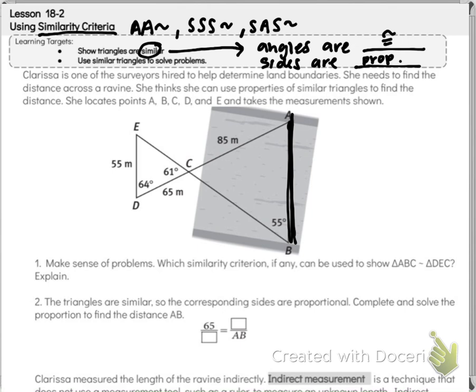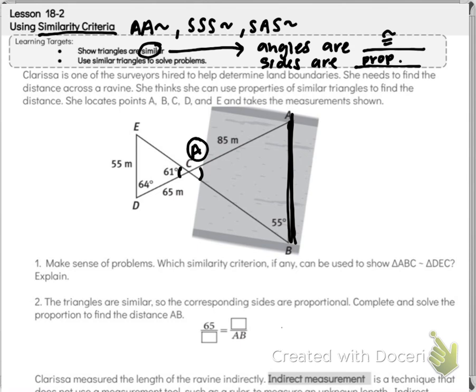So for this one, it says, make sense of the problem. Which similarity criteria, if any, can be used to show that triangle ABC is similar to triangle DEC? Before you can even start using the property about sides being proportional, we have to figure out whether or not this one is similar. Just by looking at the picture, one of the first things I see is a vertical angle right here. That gives me my first A, so we're going to write that down.